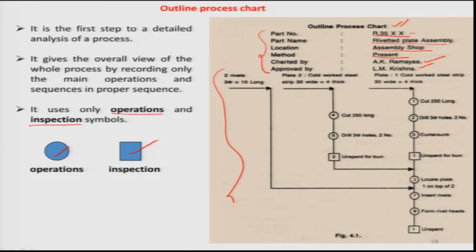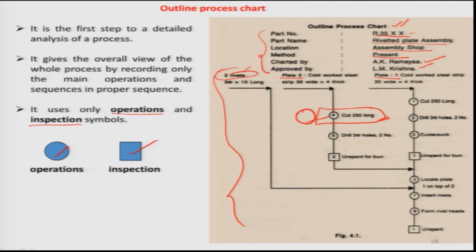We will focus on this part only. Here you can see there are two rivets of this size, and plate 1 and plate 2. What you will do is rivet both plates, so that there will be a rivet joint between the two plates. Both plates will be joined using rivets. For plate 2, first you will have to cut it to a specified length. Cutting is an operation, so that is why there is a circle.